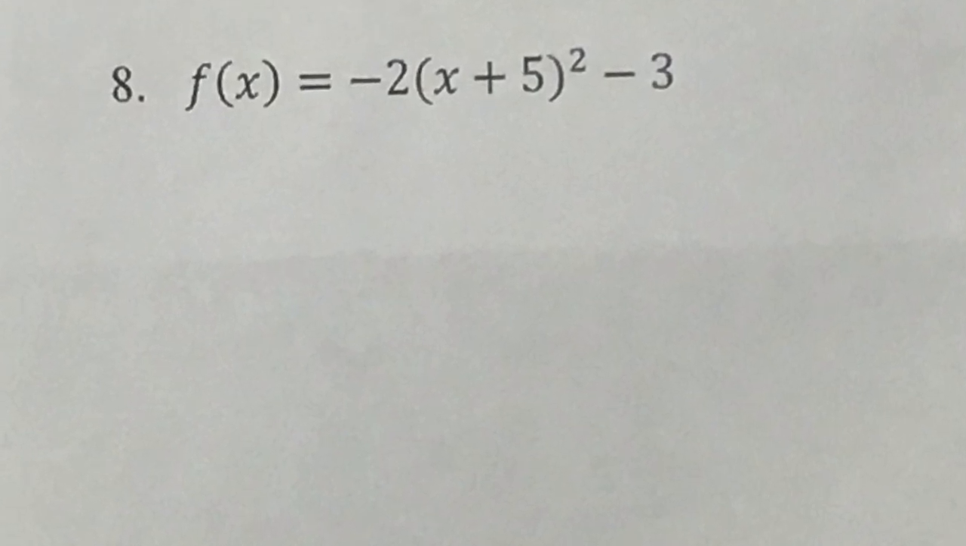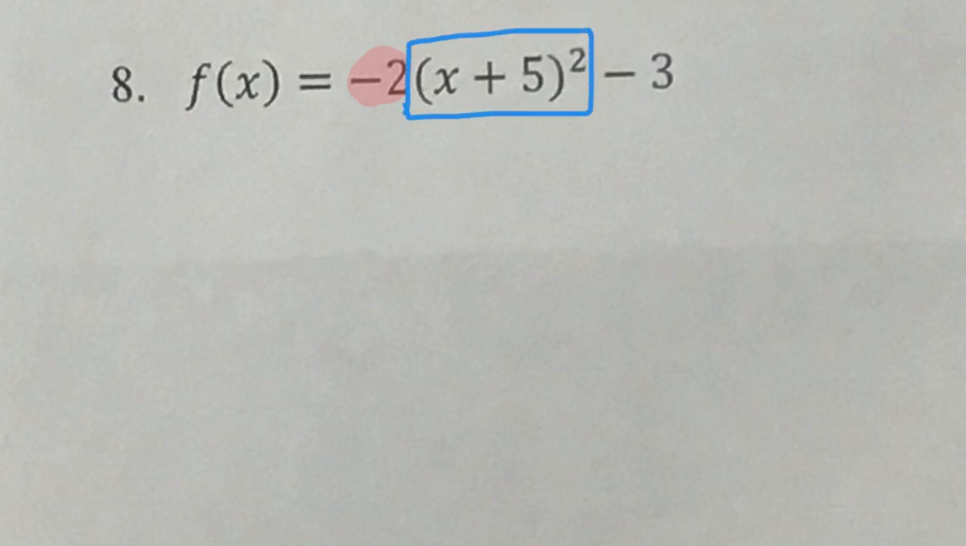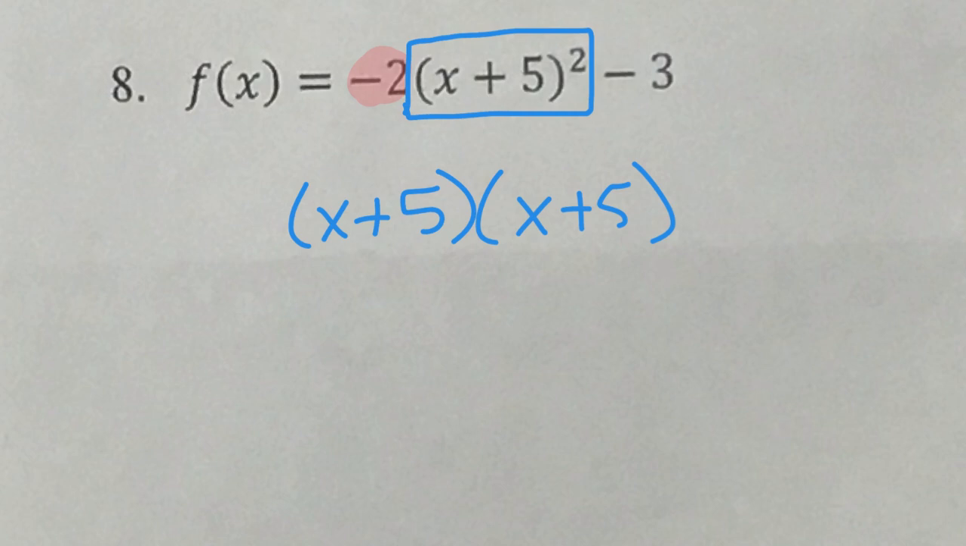Okay, number 8, we have a little bit more to do because now we have this coefficient, this -2 multiplier. But we don't start with that -2 multiplier. We start with doing our squaring. Remember this means multiply it by itself. So x plus 5 times x plus 5. And then we still have your -3, and we still have to multiply it by -2 eventually, right? Because PEMDAS says we have to do our multiplication, so we're going to distribute into there.